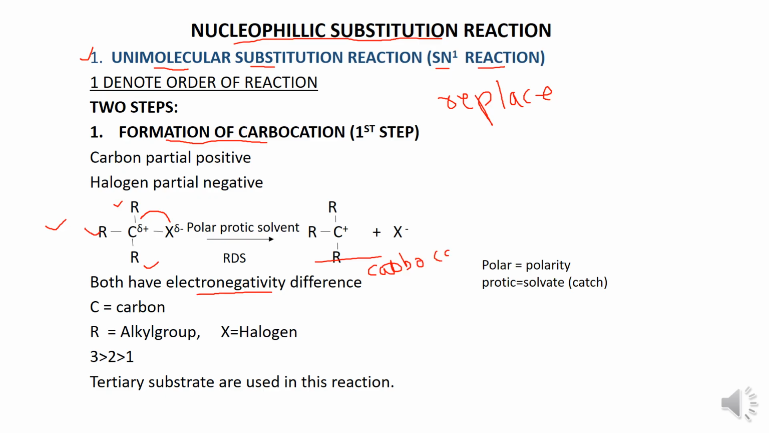Ma'am, what is polar protic solvent? Polar means create polarity, and protic solvent means when halogen attacks the carbon and gains electron from the carbon, the bond between the carbon and halogen breaks down. Halogen will separate. So, what is the function of polar protic solvent? Polar protic solvent catches the halogen, so it will not come back again to the carbon and form a bond with the carbon.